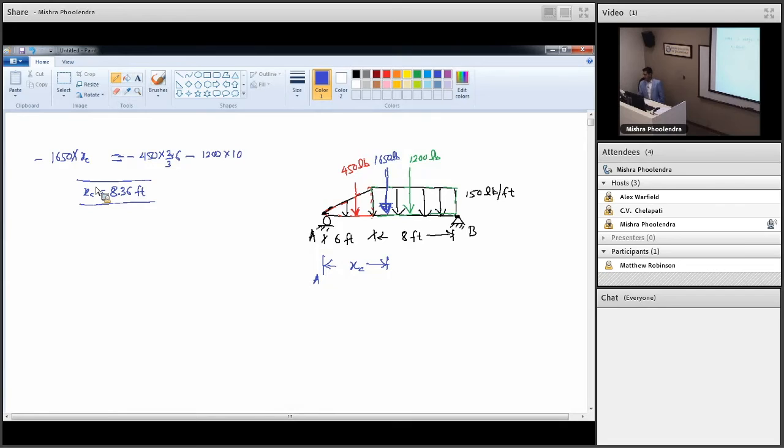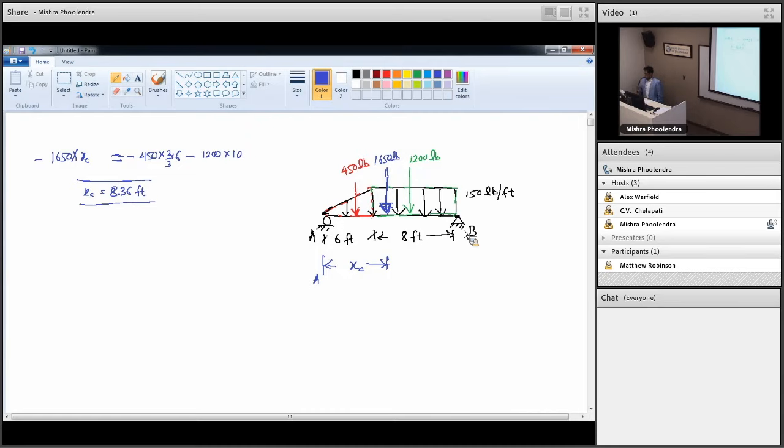So this is basically making use of the centroid. We know the location of the centroid. That's how we find it out, by comparing the moments about any point you want, right? The moment of the resultant must be equal to the moment of the individual forces. In fact, that's how the centroid is defined.